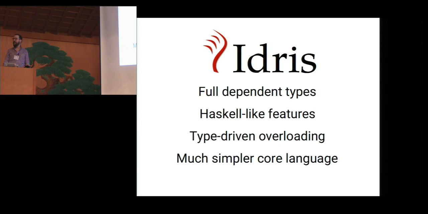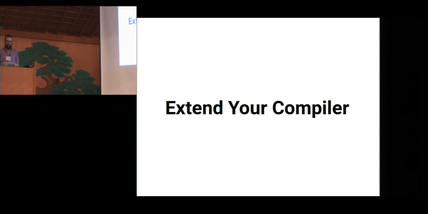Additionally, like GHC, it's defined by elaboration into a much, much simpler core language, which has a lot of advantages because when we want to add a new feature to the language or tweak the unification algorithm or something like that, then we only need to rely on our core type checker and not on the correctness of these extensions, which is nice. So one of the things you might want to do when you control your programming language is to extend your compiler with new features.